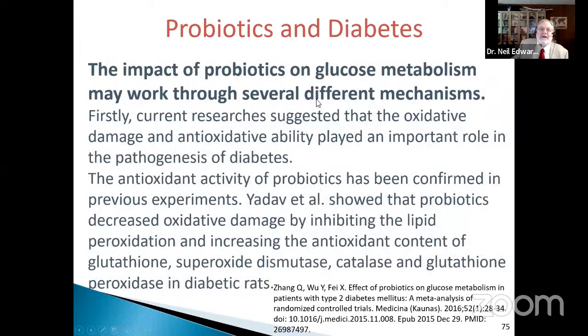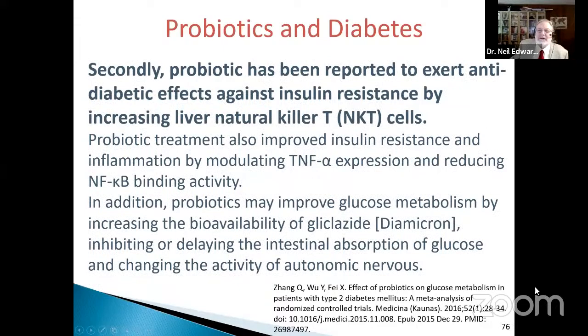And it works by several ways. It has an oxidative role. It prevents oxidative damage. And that's an important factor as well, increasing glutathione and other important antioxidant factors, reducing oxidative stress. It increases liver natural killer cells to have an anti-diabetic effect against insulin resistance as well.